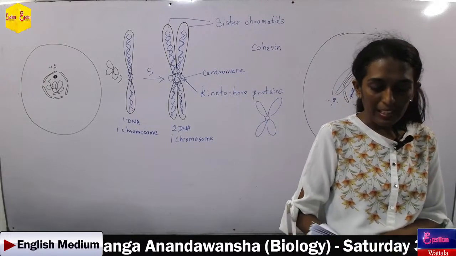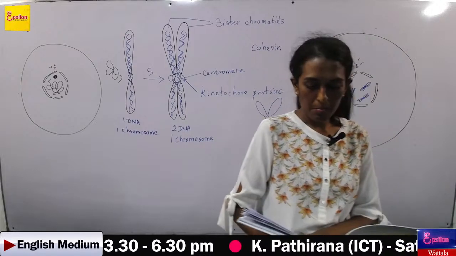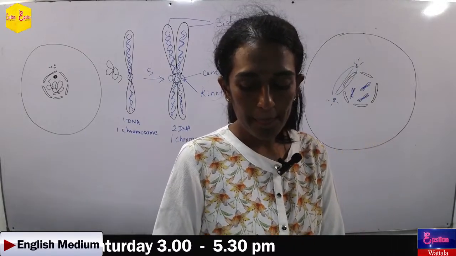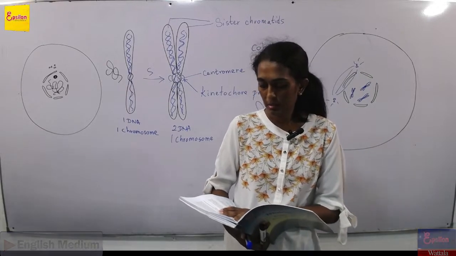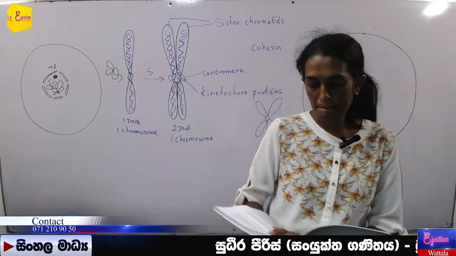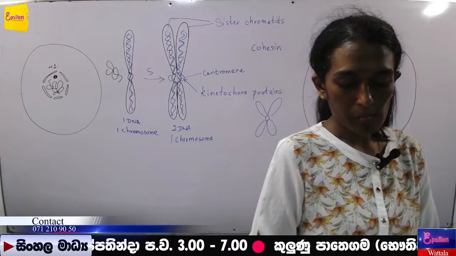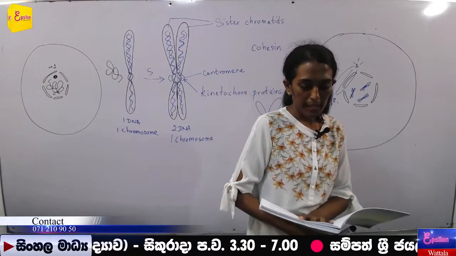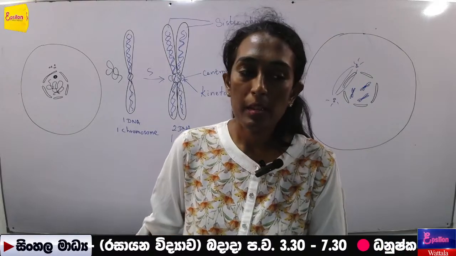Next one, spindle is formed by accumulated microtubule complex, which includes centrosomes, the spindle microtubules, and the aster.